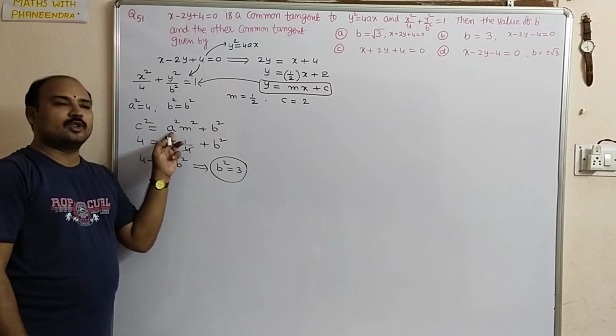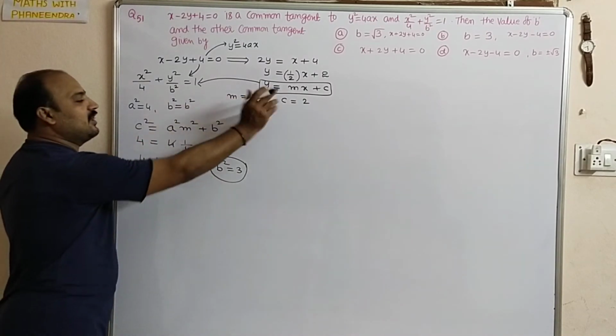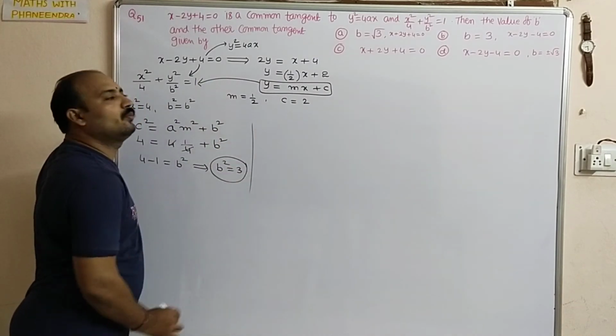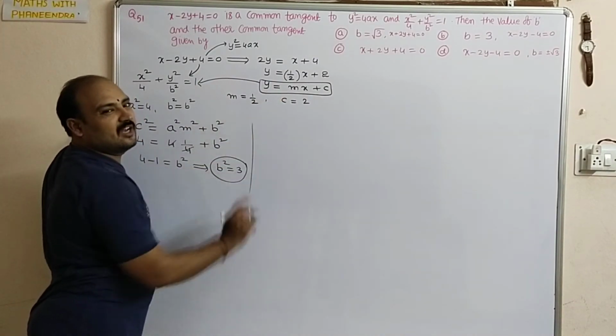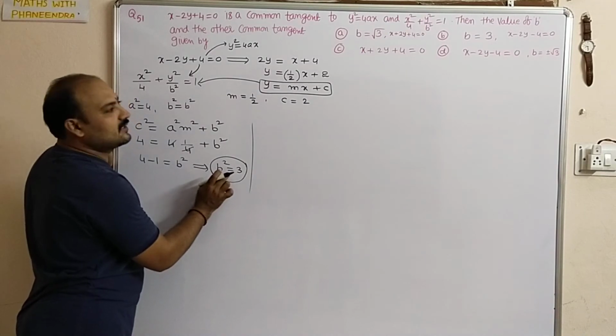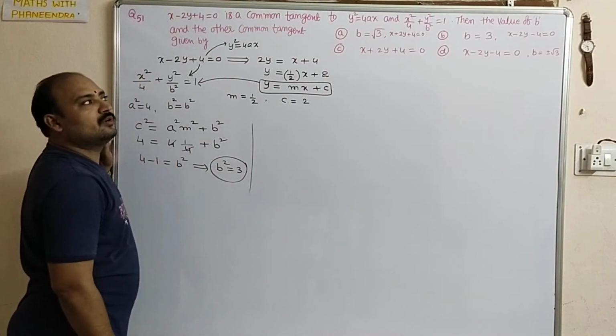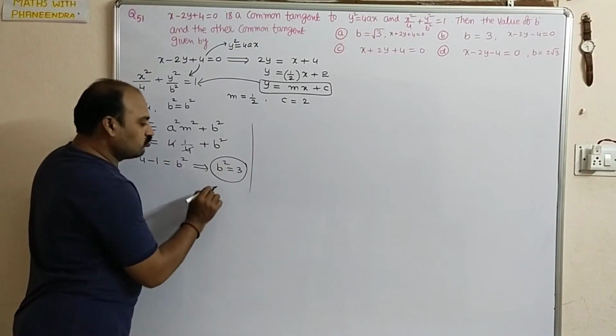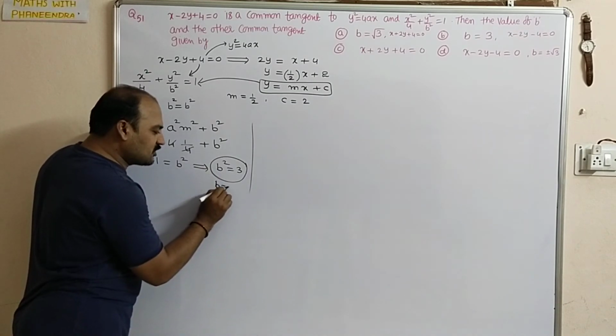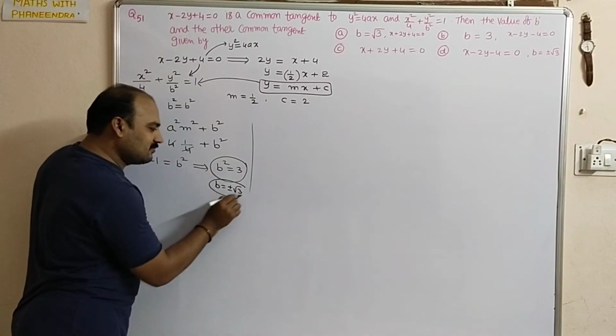M square, a square we know that. Here c square we can calculate. This c value is different. Now plus or minus c will come. B square value is 3. Now, b we can write as plus or minus root 3. Is it right?